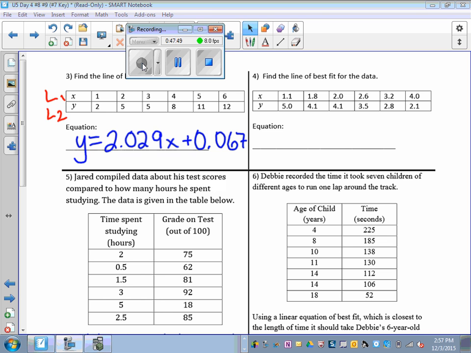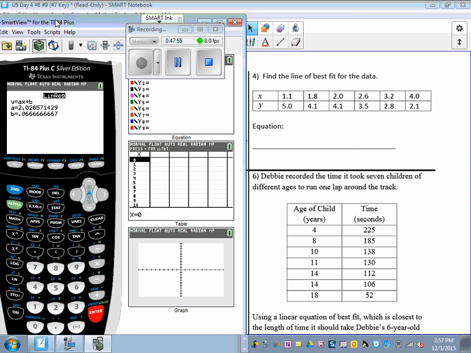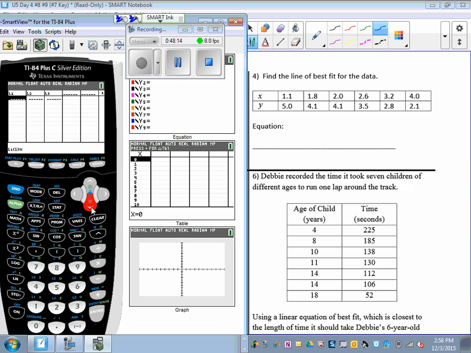Okay, so same idea for number 4. Find our line of best fit. So let me pull my calculator over. Again, we need to go to Stat, our favorite button, Edit. Now I have to clear my lists. So arrow up, clear, arrow down, over, arrow up, clear, arrow down. My lists are cleared. Again, my X values go in list 1, and my Y values in list 2.